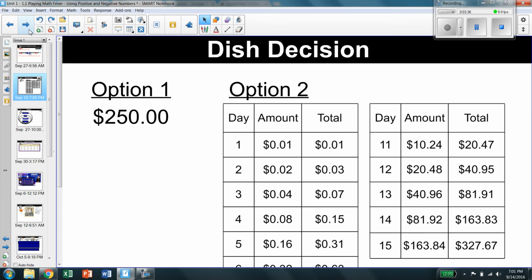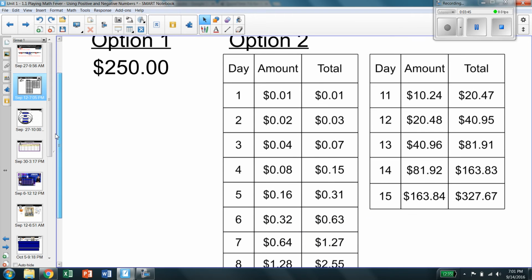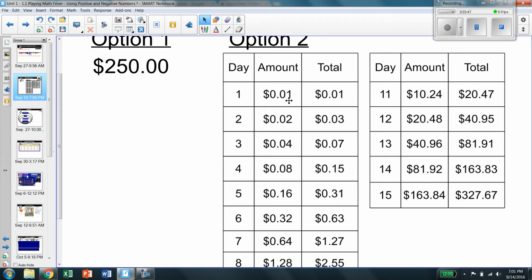Okay. Yesterday we had done the dish decision with the 2 options, either 250 or option 2, which was taking your pay and doubling it every single day, starting at 1 penny. So you were getting paid 1 penny, 2 pennies, 4 pennies, 8 pennies. And at first, this one looked like the really good option, but if you kept on following that pattern out, you would have gotten at day 15.